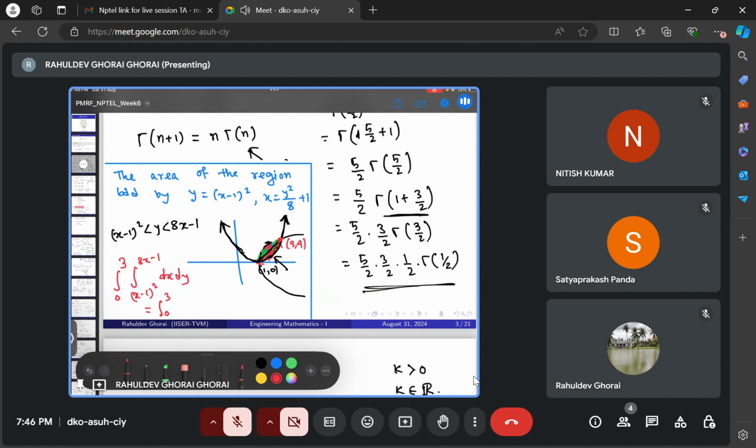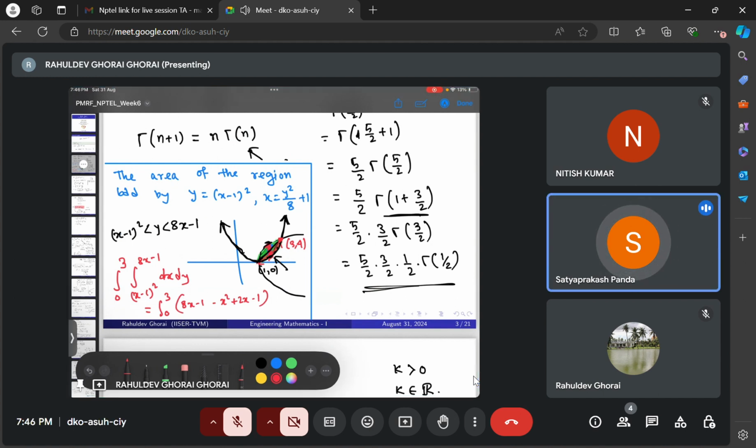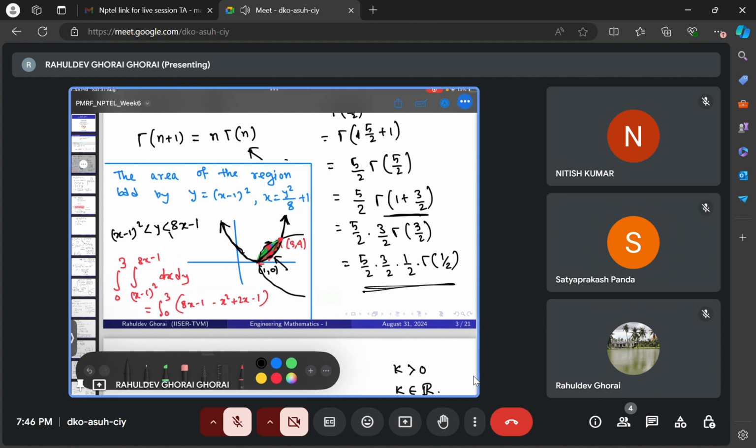dy will be 8x minus 1 minus x minus 1 whole square. So x square plus 2x minus 1. Sir, it's root of 8 into x minus 1. Yes, true, fully correct. So 8x root x, this will be root also, times dx. Now you know your usual way to determine this integration, right? This is now a one variable integration.